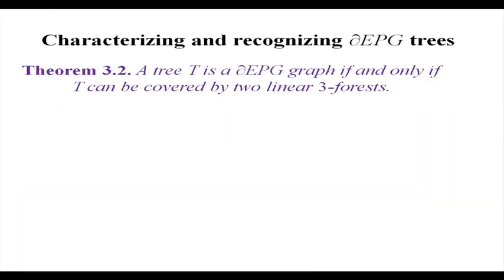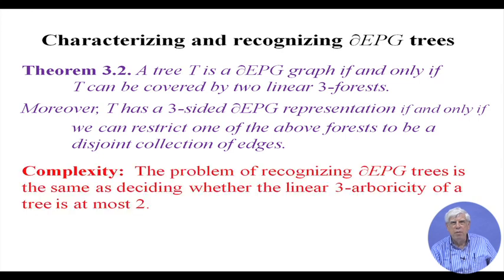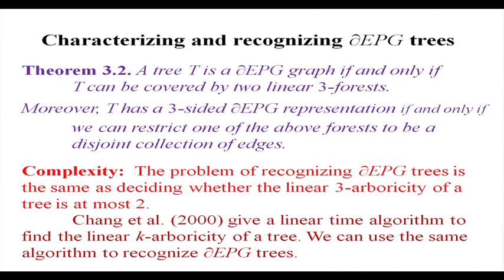Okay. So characterizing and recognizing boundary EPG graphs. A tree is boundary EPG if and only if it can be covered by two linear 3-forests. Moreover, if it has a 3-side representation, then it's if and only if we can restrict one of the forests to be a disjoint collection of edges. Well, that's very nice. And we also have an algorithm whose complexity is polynomial. It's based on a result that gives a linear time algorithm to find the linear K-arboricity of a tree, and then we use that algorithm, modified a little bit, to recognize our boundary EPG trees.